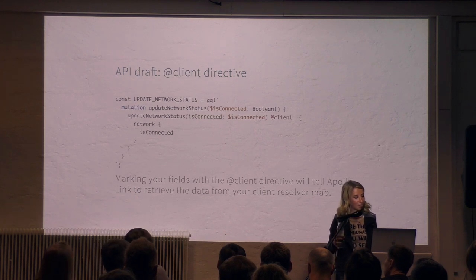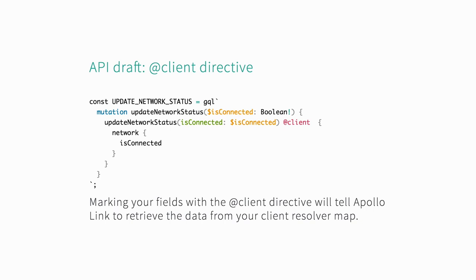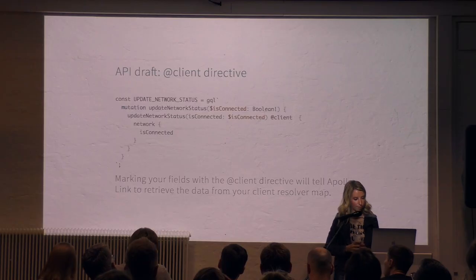I've used the word directive a bunch. What do I mean by that? So the directive, it would be that @client you see here on the end, and marking your fields with the @client directive will tell Apollo Link to retrieve the data from your client resolver map. So that's how you would specify that a field needs to be retrieved from local state.